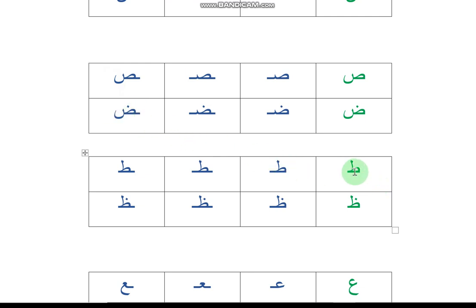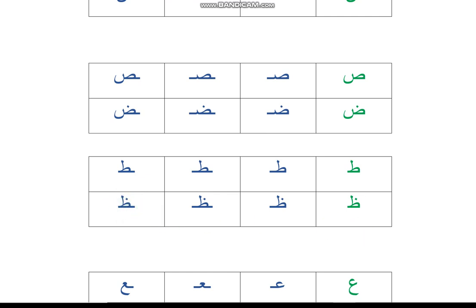Let's quickly go to Thor. This is Thor in isolation, and this is Zor. The difference between Thor and Zor is that Thor has no dot, while Zor has a dot. And this is Thor at the beginning of the word, Zor at the beginning of the word, Thor at the middle of the word, Zor at the middle of the word, Thor at the final stage of the word, and Zor at the final stage of the word.